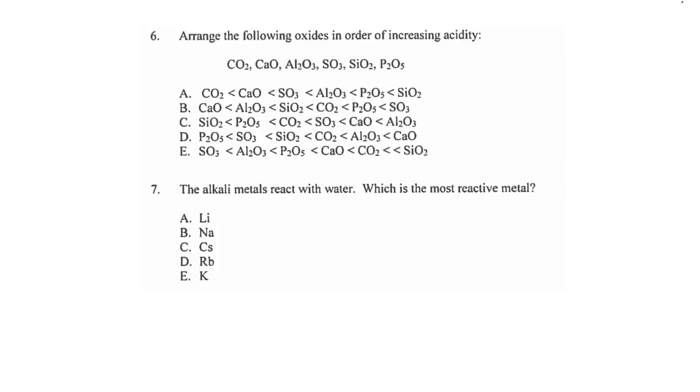So for this question, arrange the following oxides in order of increasing acidity. I'm not entirely sure that this is the most fair question for our midterm. The idea here, though, I believe, is that if you have basic oxides for your metal oxides, we're going to be increasing in acidic character as we go from left to right.